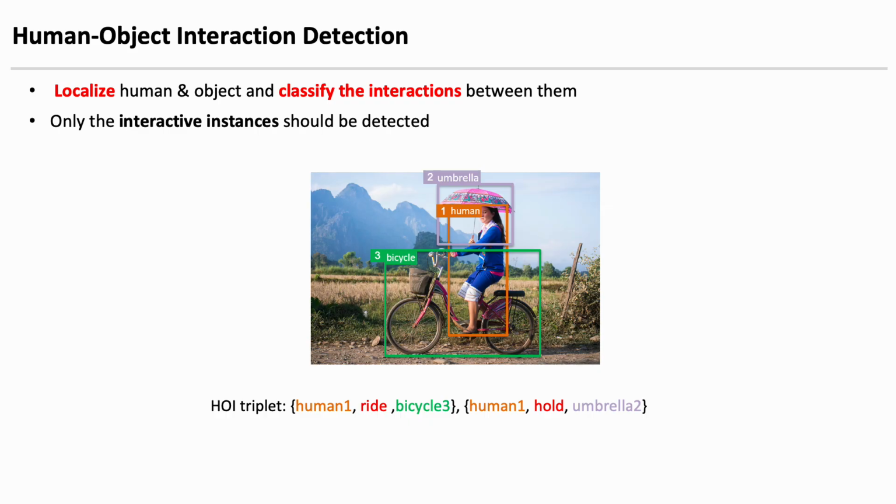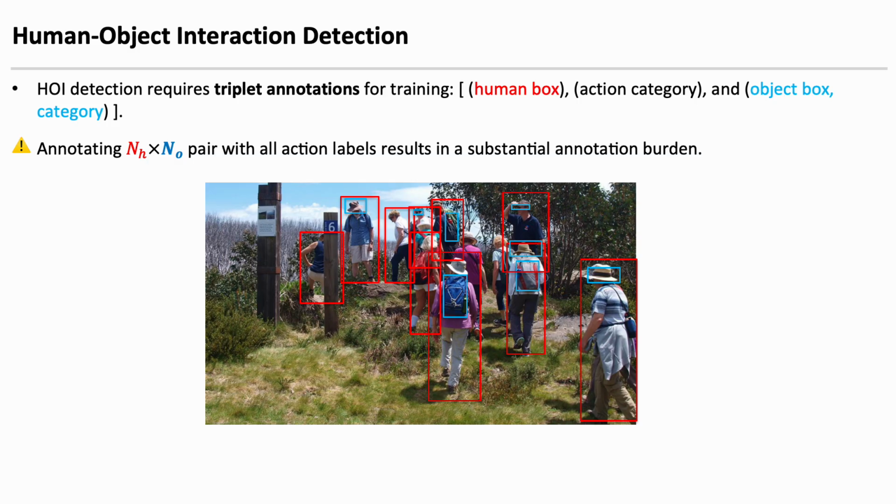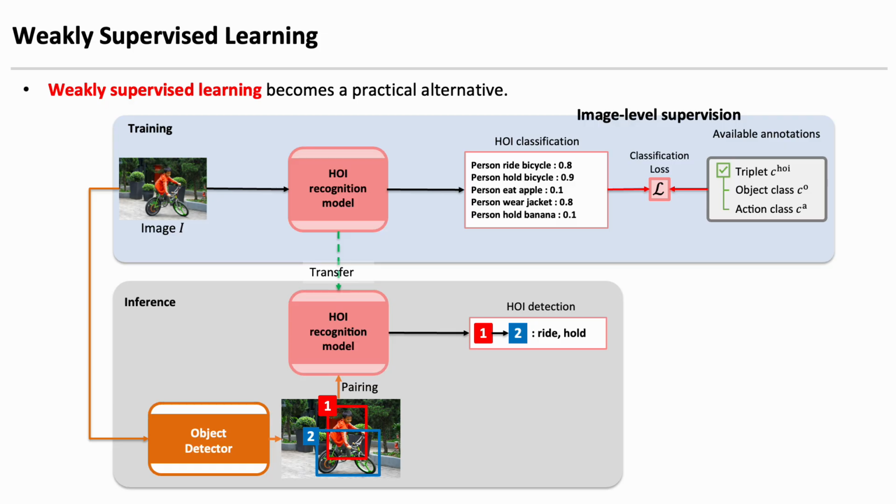Human-object interaction detection is the task of localizing people and objects in an image and recognizing their interaction as a triplet. Existing fully supervised methods require manually annotating bounding boxes and interaction labels for every human-object pair. As datasets grow, annotation cost explodes, making this practically infeasible. That's why we turn to weak supervision.